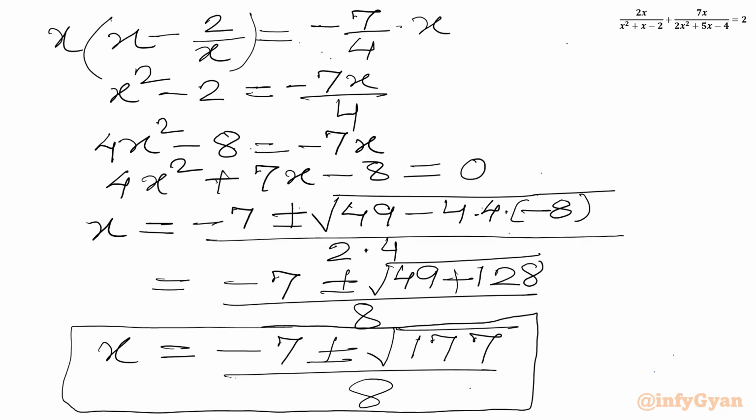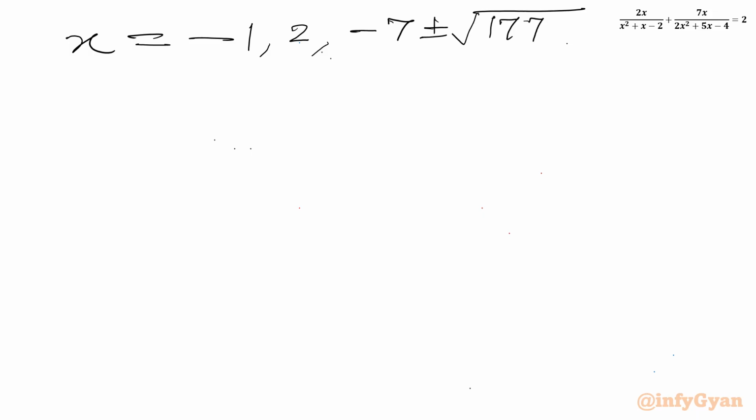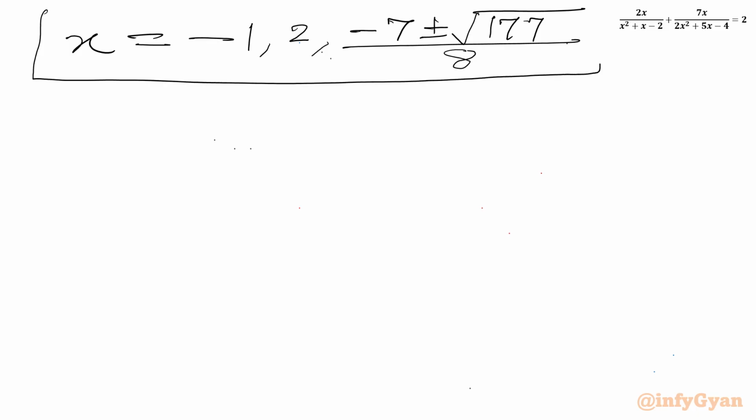So overall 4 solutions are here. Let me write our solutions. x equal to -1, 2, and (-7 plus minus square root of 177) over 8. Let us verify the first two solutions. So I will write here check.